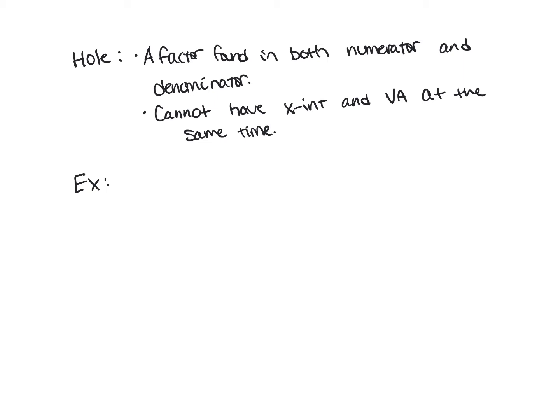First, let's say you have the equation f of x, and I'm going to pre-factor this for us, is 3 times x minus 2 over x plus 3 times x minus 2. Let's say this is our equation. Well, I can see that we have the factor of x minus 2 in both our numerator and denominator. So I'm going to cancel those out, and our new equation is going to look like 3 over x plus 3. But that factor right there, that x minus 2, is going to be our hole.